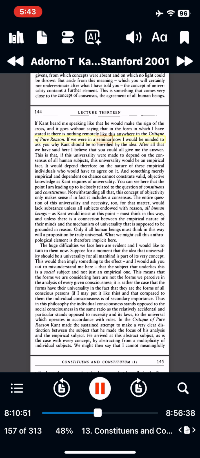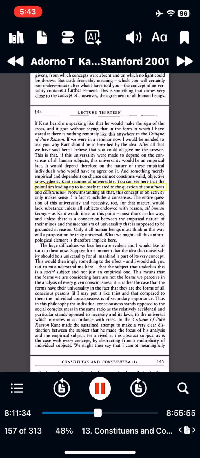If we were in a seminar now, I would be minded to ask you why Kant should be so horrified by the idea. After all that we have said here, I believe that you could all give me the answer. This is that, if this universality were made to depend on the consensus of all human subjects, this universality would be an empirical fact. It would depend therefore on the nature of these empirical individuals who would have to agree on it. And something merely empirical and dependent on chance cannot constitute valid, objective knowledge as Kant requires of universality.